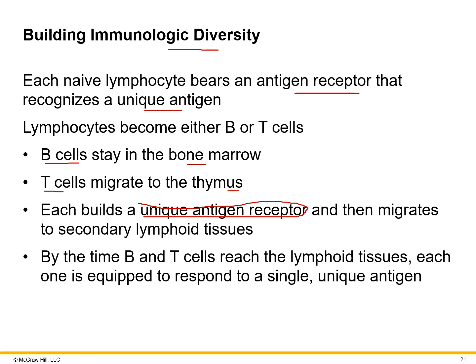So they migrate to those secondary lymphoid tissues, like again, the spleen or lymph nodes, but only if they get activated do they make more and more of themselves. And that allows that receptor to be more active to recognize the antigen that is present at the time. But again, for the majority of these B and T cells, they recognize a single unique antigen. So there are millions of different B cells because each one has a different B cell receptor. Same thing with our T cells.